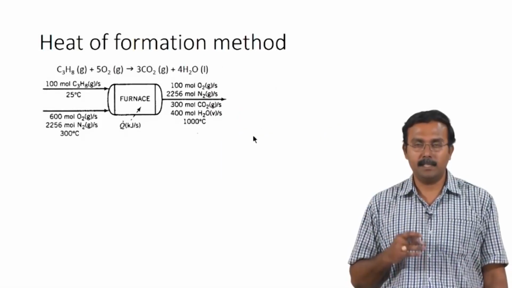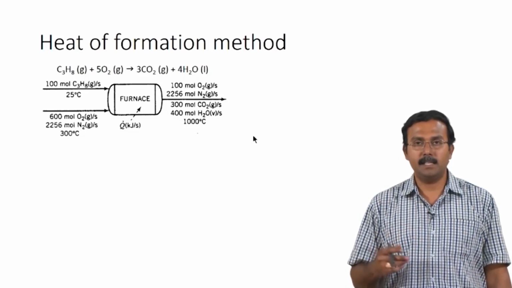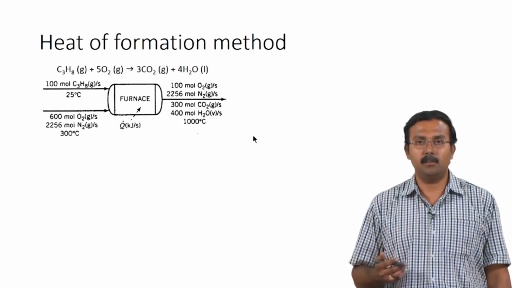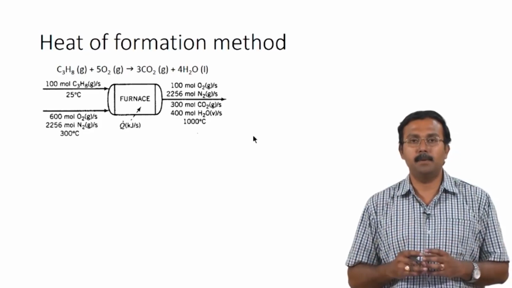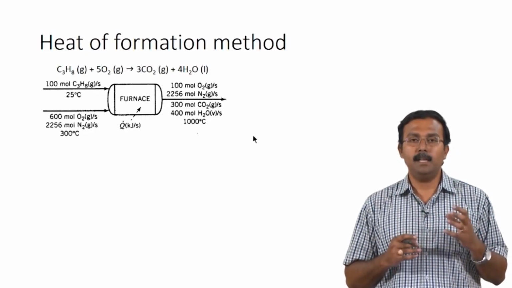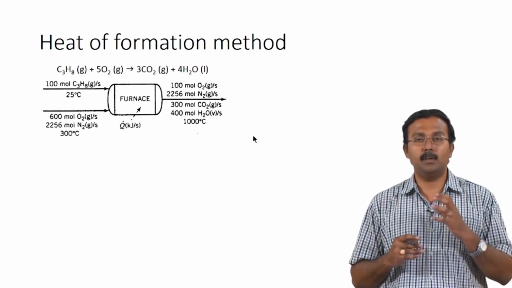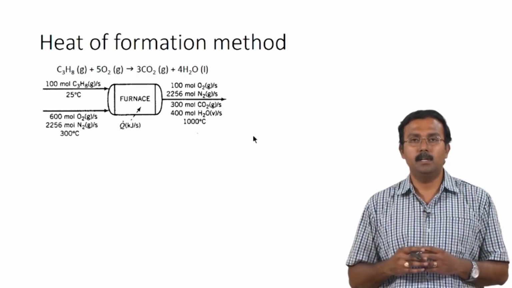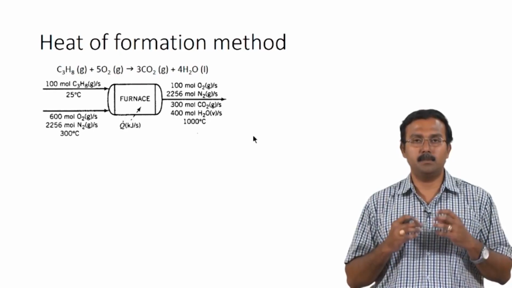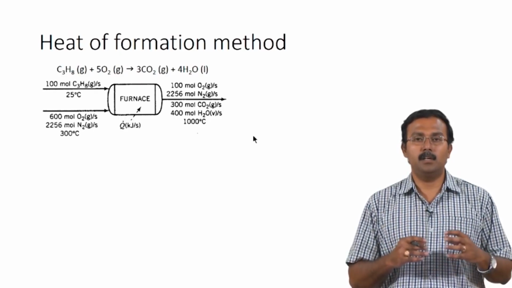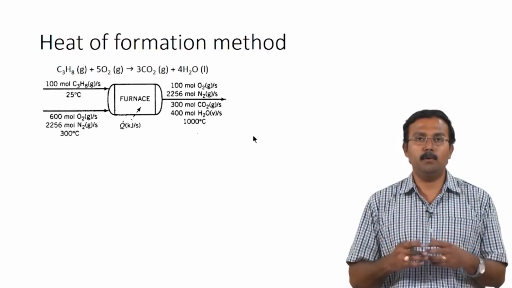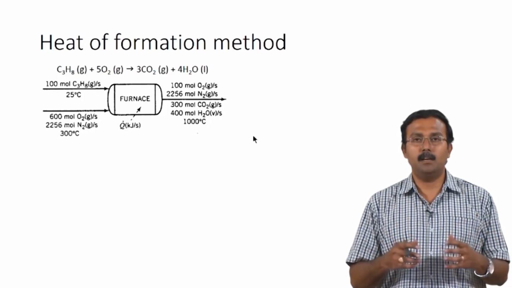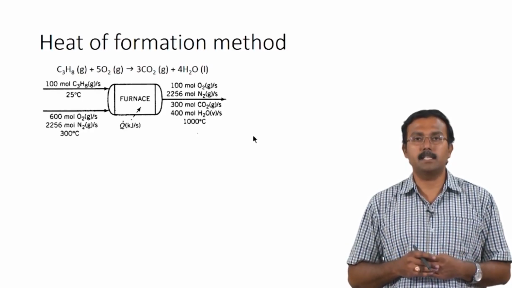Now, let us look at the same example. I do not want to change the example here to make it complicated. As you see, propane gas reacts with oxygen gas to form carbon dioxide gas and water liquid. This is the chemical reaction which has been given to us. Here we are not worried about the heat of reaction, so we are not writing down what the heat of reaction is.